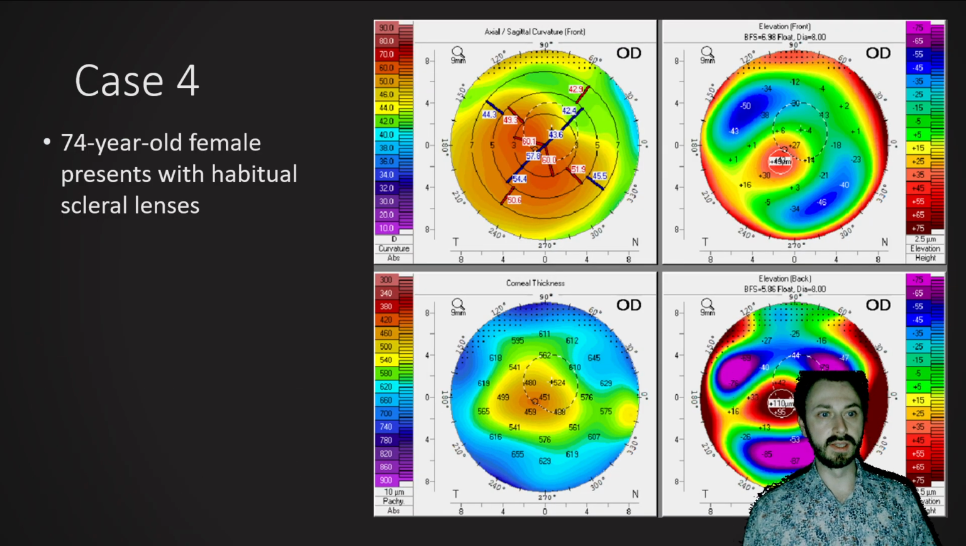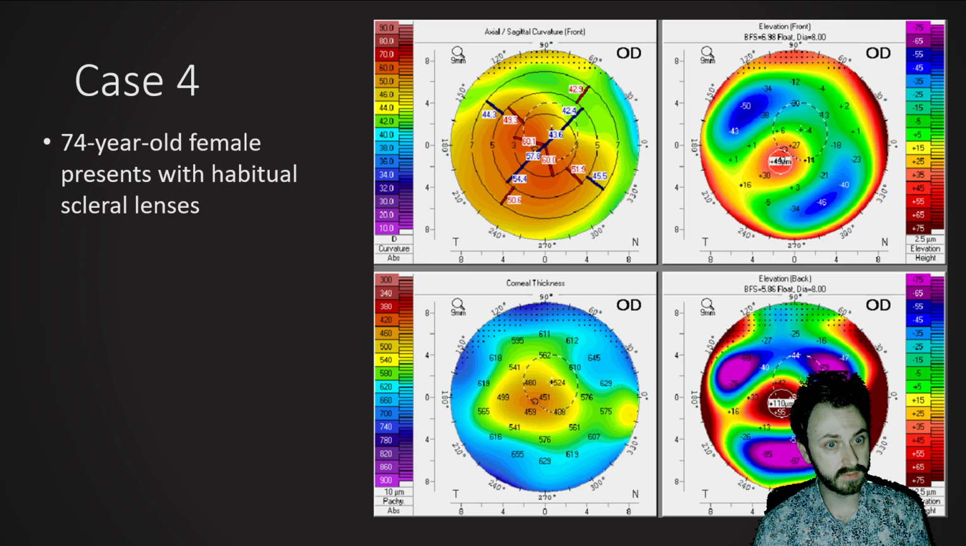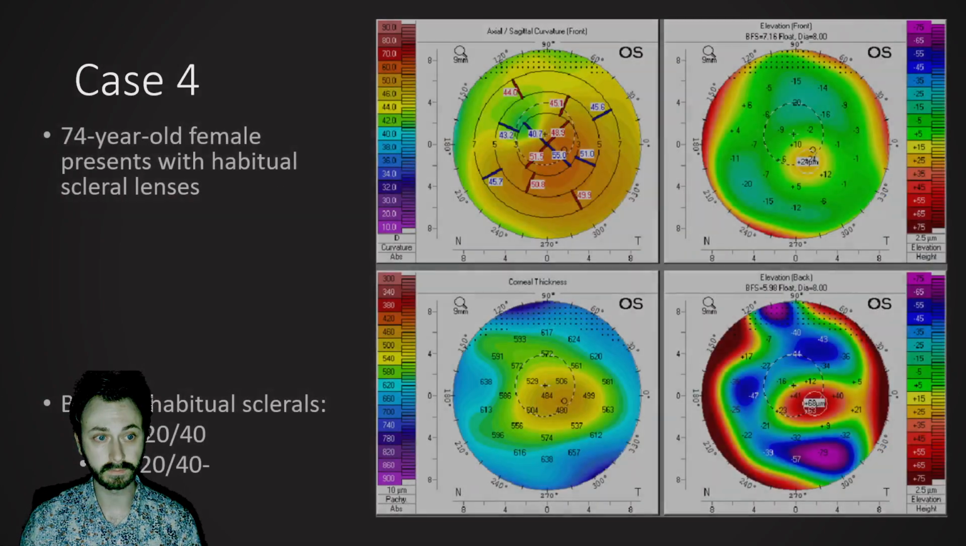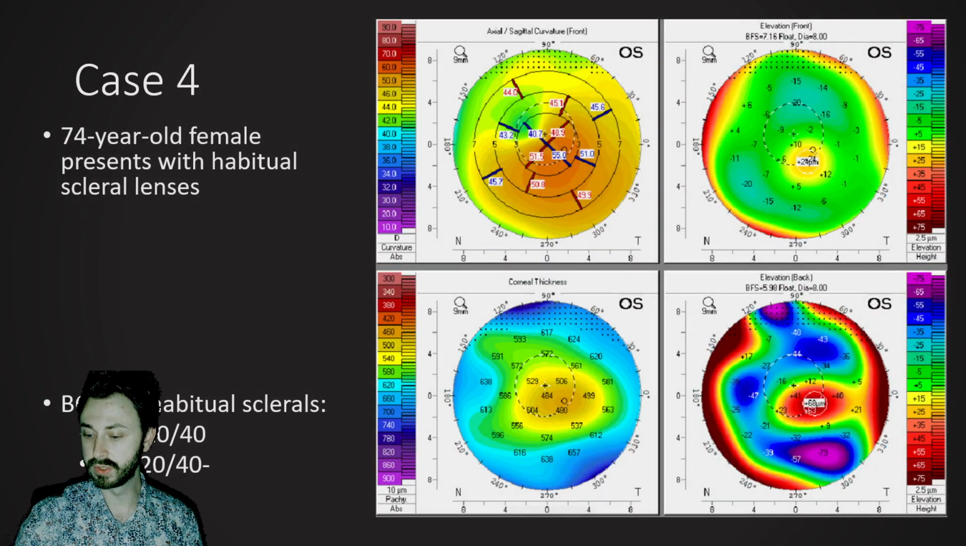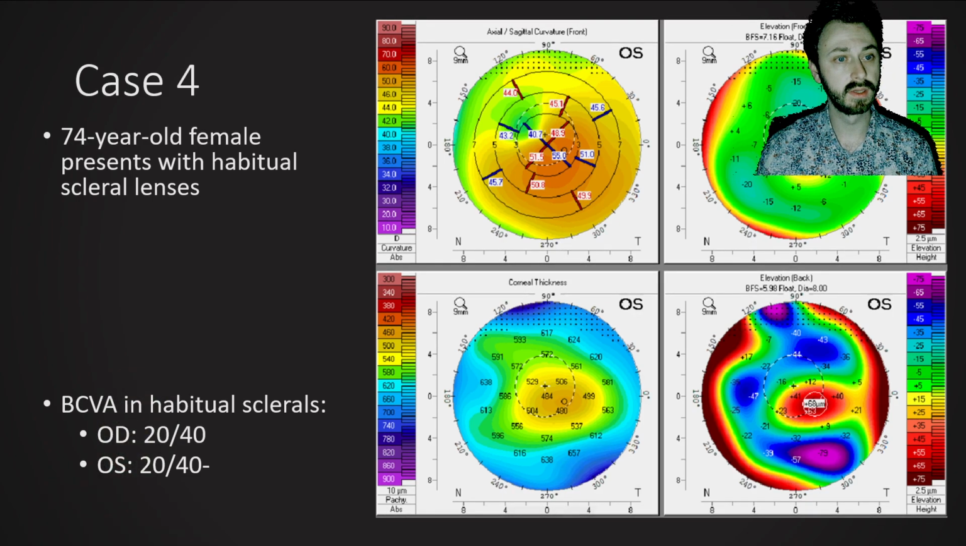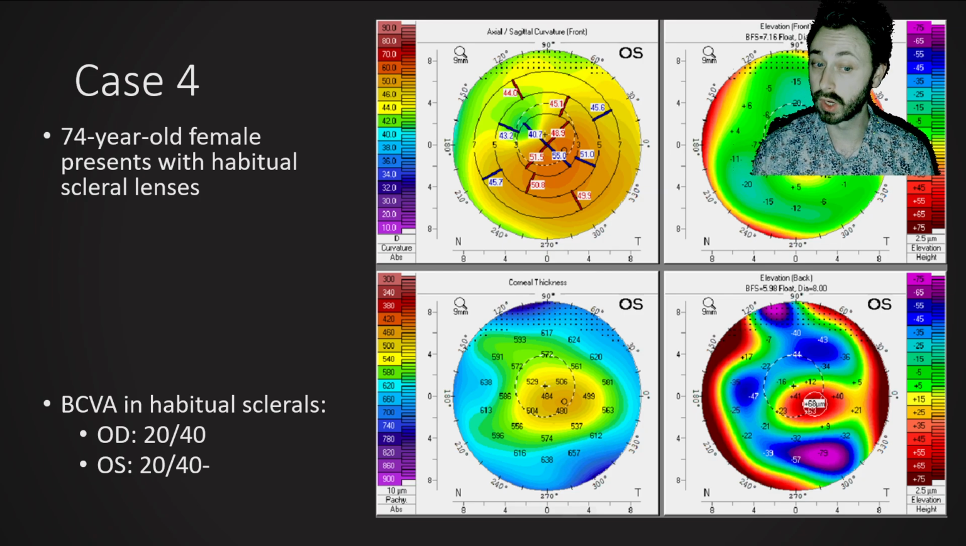My last case is a 74-year-old female. She's presenting for a scleral lens fitting. She has her habitual scleral lenses, and she is fairly content with them. Her best corrected vision in these lenses is 20/40 in both eyes. The topography maps show keratoconus.